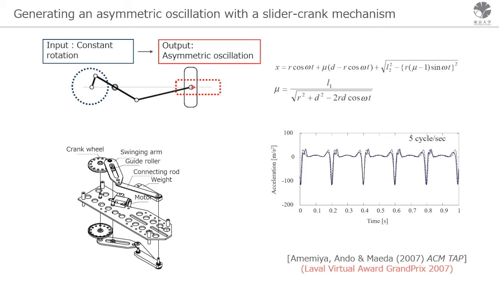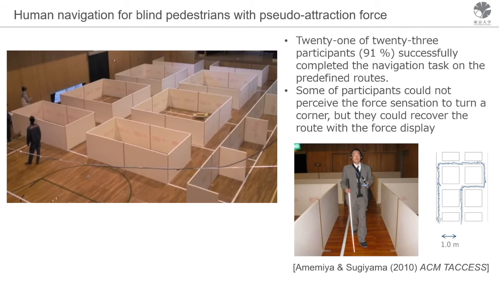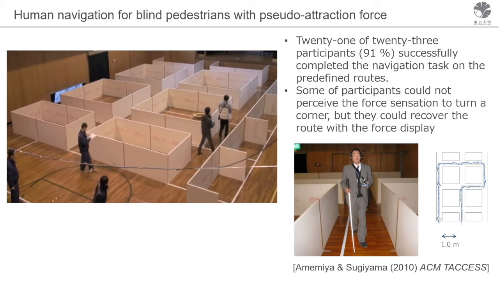Some collaborators want to use this system in a navigation system. So we collaborated with a fire department person for people who are blind or visually impaired, and they want to use this system to tell the correct direction in an emergency situation.